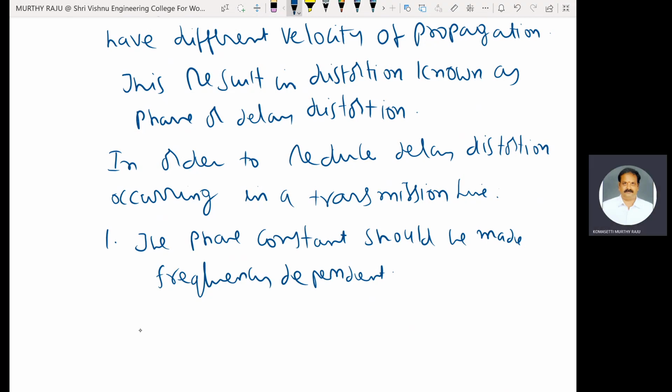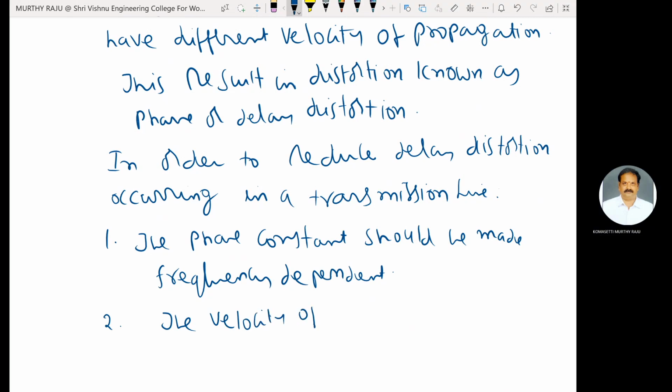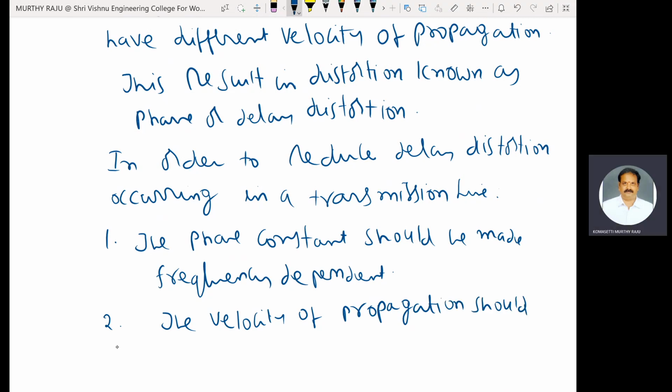As frequency changes, the phase constant of the signal also changes. The velocity of propagation should be made frequency independent, like the phase constant. The attenuation constant should be made independent of frequency, like the velocity of propagation. The velocity of propagation should be made frequency independent.